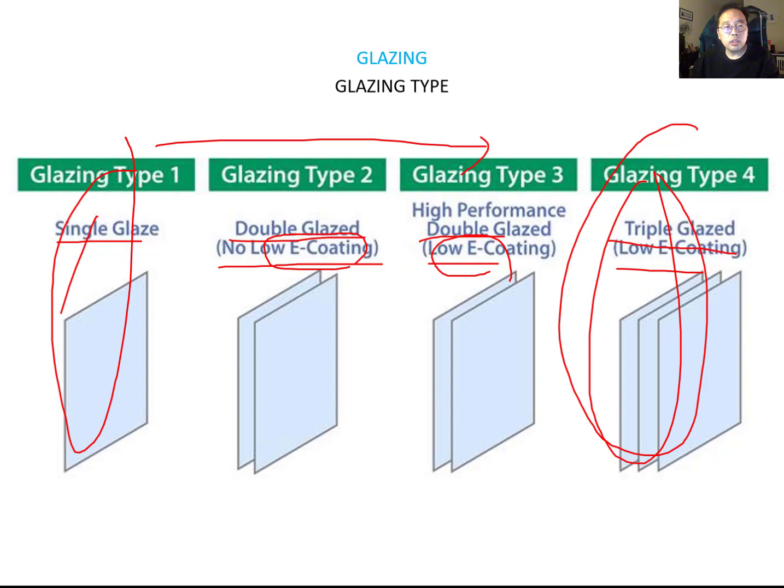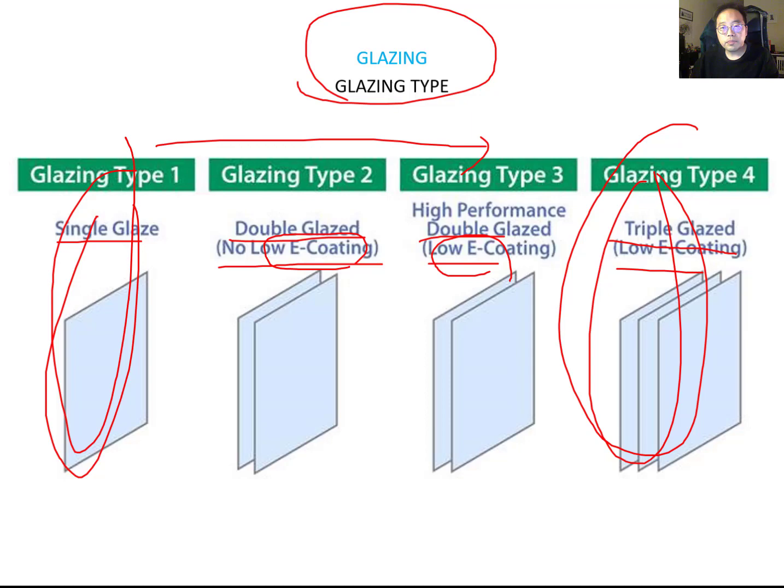So this is about understanding how, depending on the budget and depending on the required R value and U value, you have to choose the proper glazing type. Also, you have to consider the budget for the project. So now we talk about the U value.